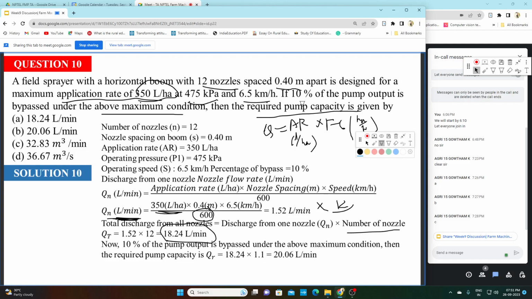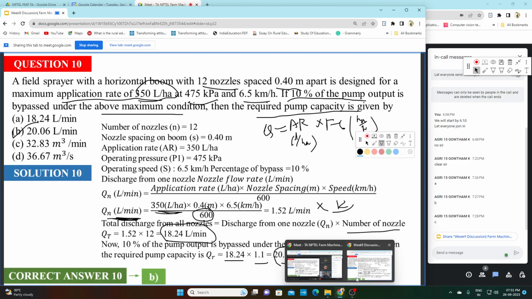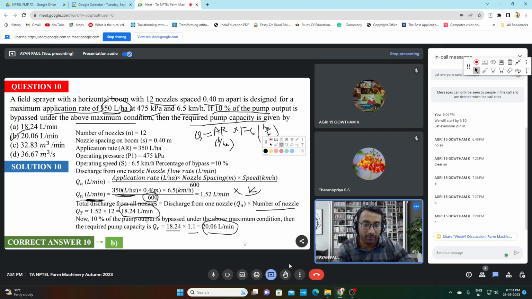Now the second part of the question, 10% of the pump output is bypassed. So we have to supply 10% extra. 10% extra means we have to multiply our answer with 1.1. So our final answer will come as 20.06 liter per minute. That is option B is the correct answer. So is this clear? Is this question clear? Any doubt in this question?